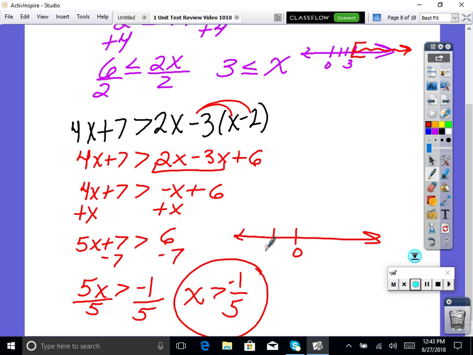Here's 0, here's negative 1. So any x value is larger than negative 1/5. So right here roughly is negative 1/5, parenthesis, and any x value is larger than that. So that would be pointing that way.